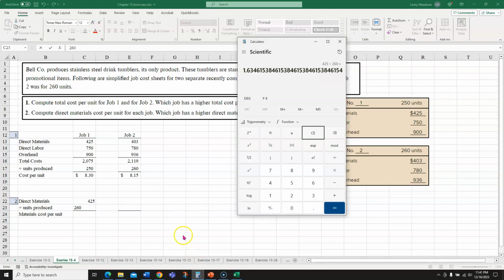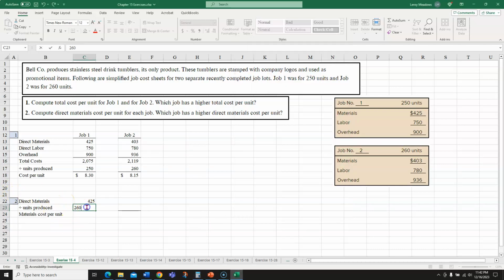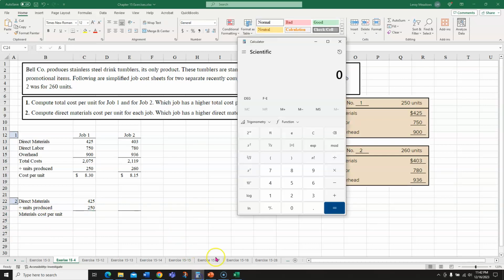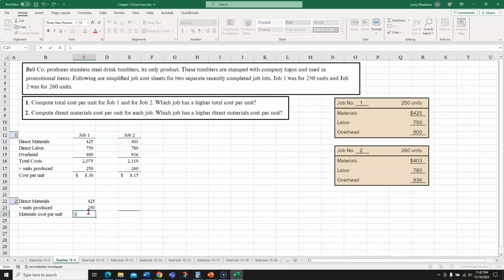And that should give me $1.63 or 250. I'm sorry. I looked at materials for job 1 and divided it by 260, the materials for job 2. And so let's see, 425 divided by 250 gives me $1.70. So $1.70.